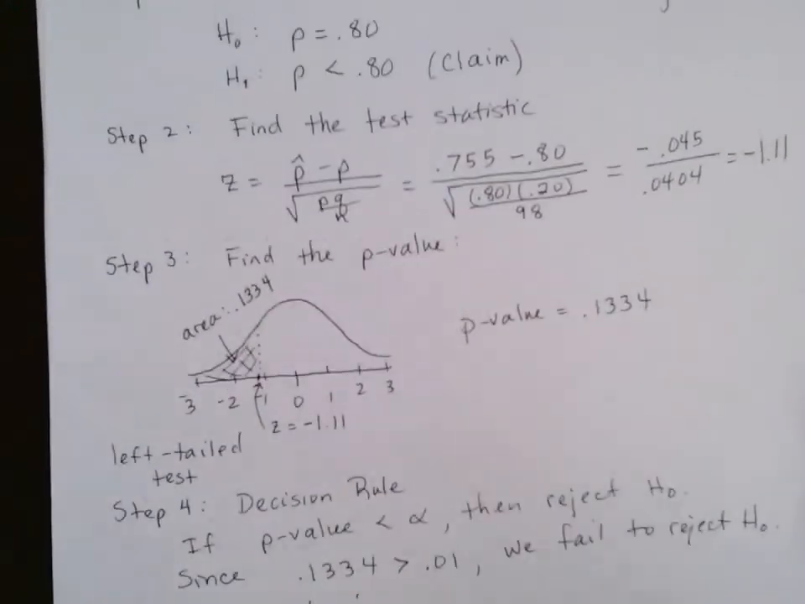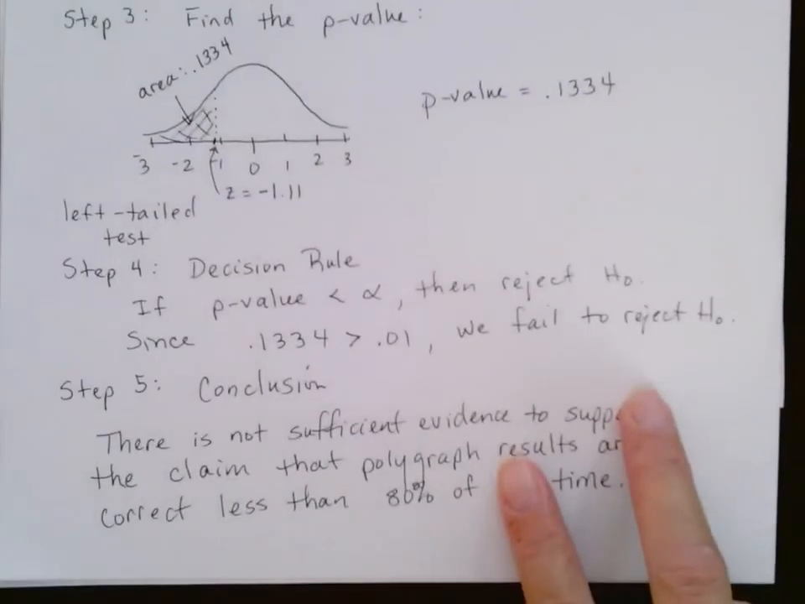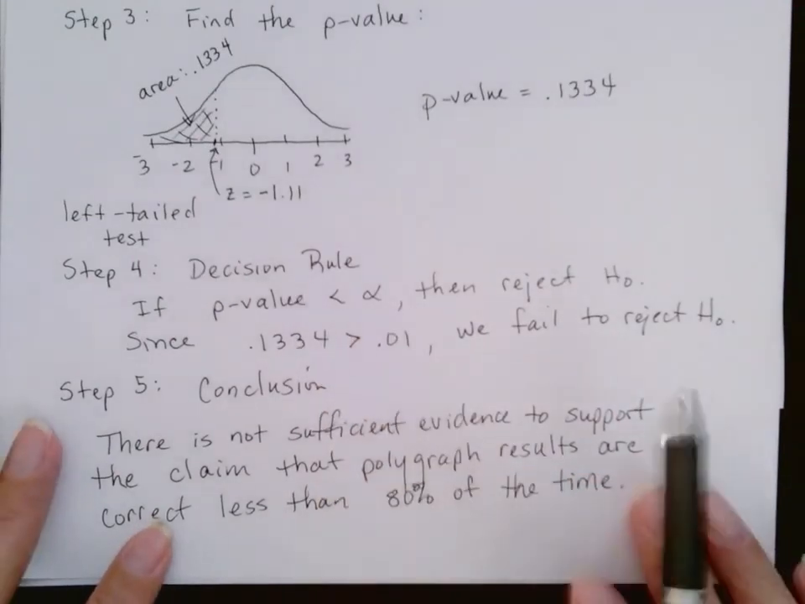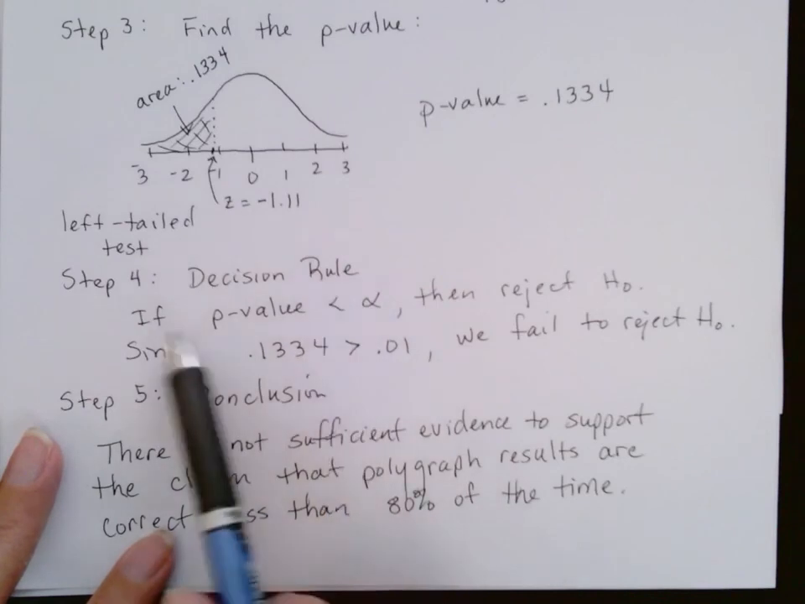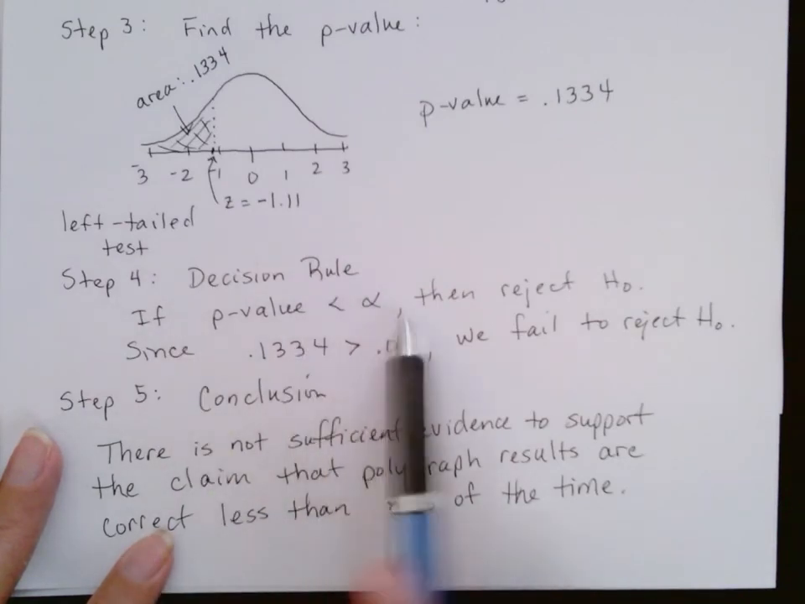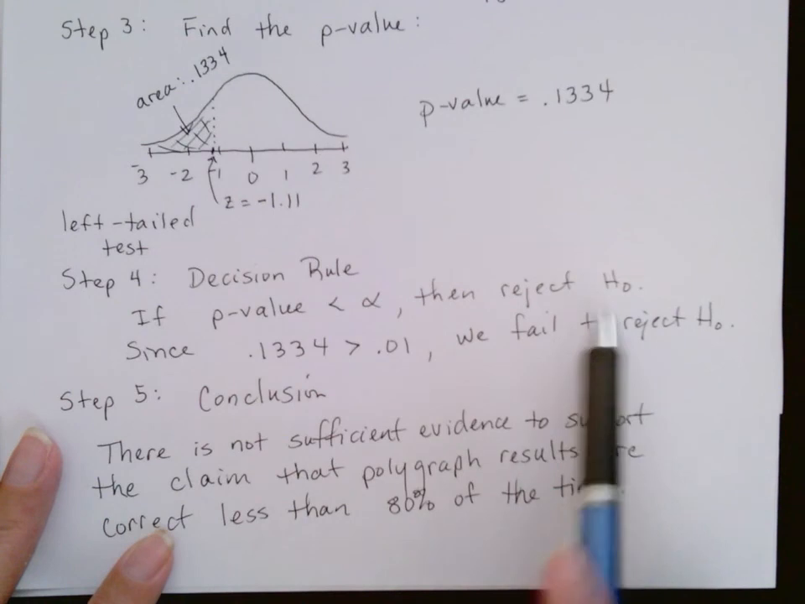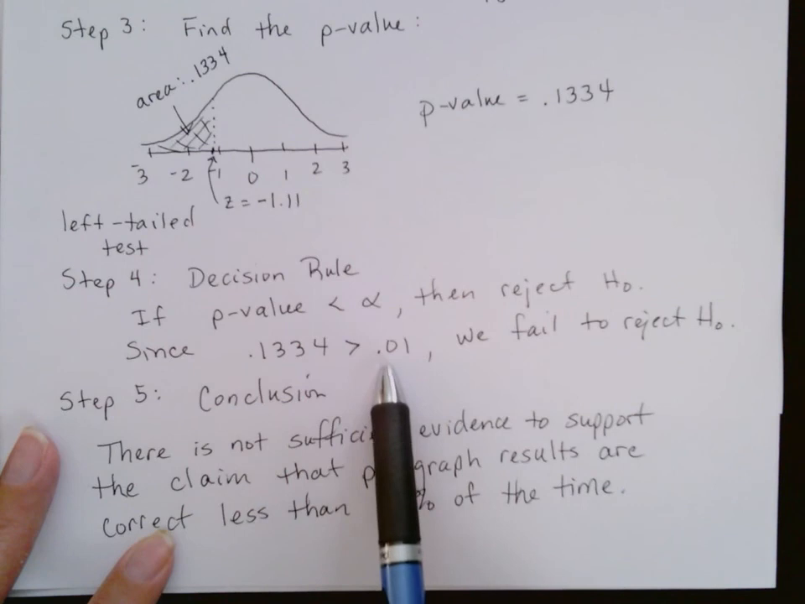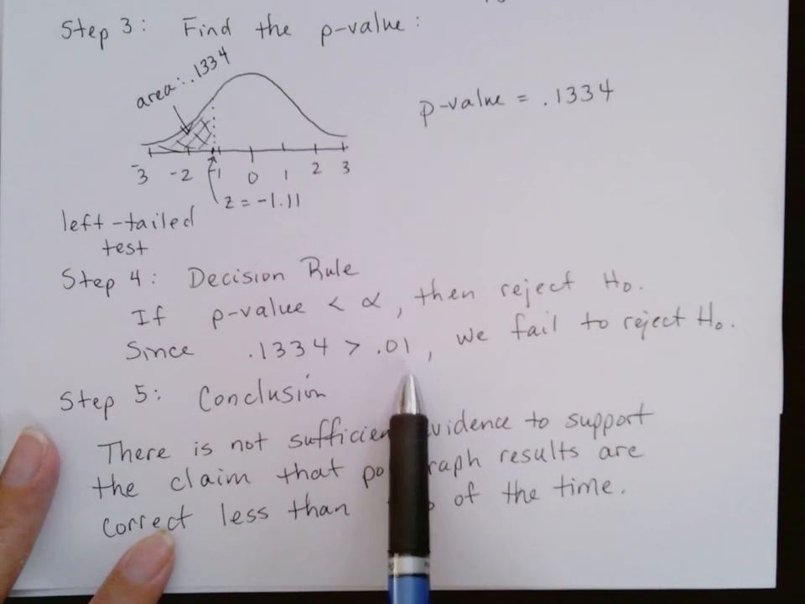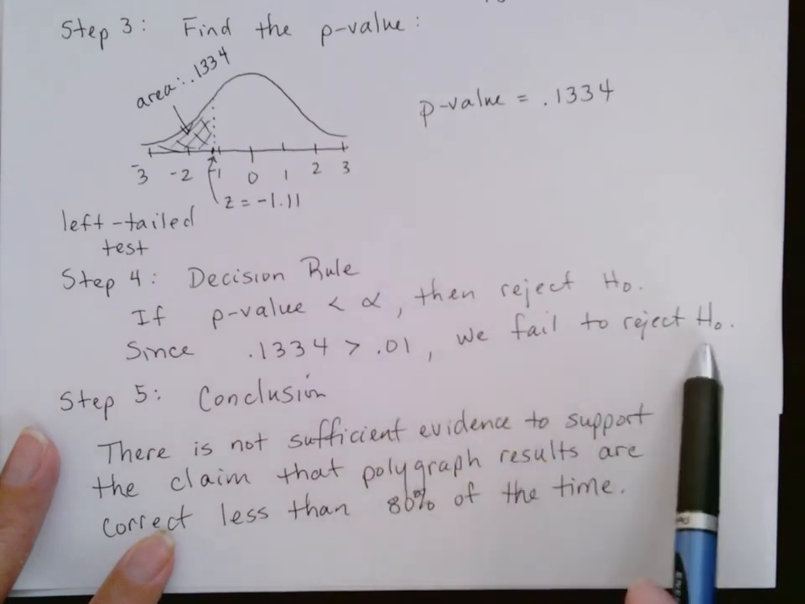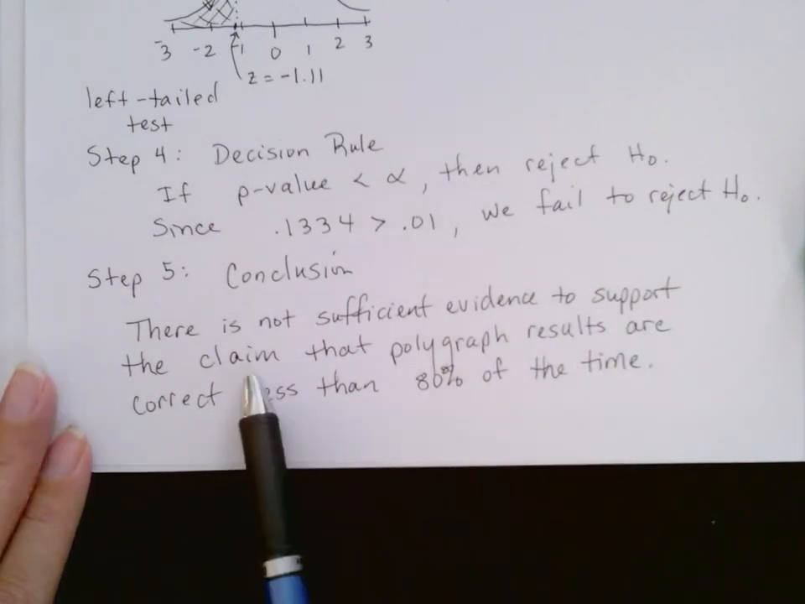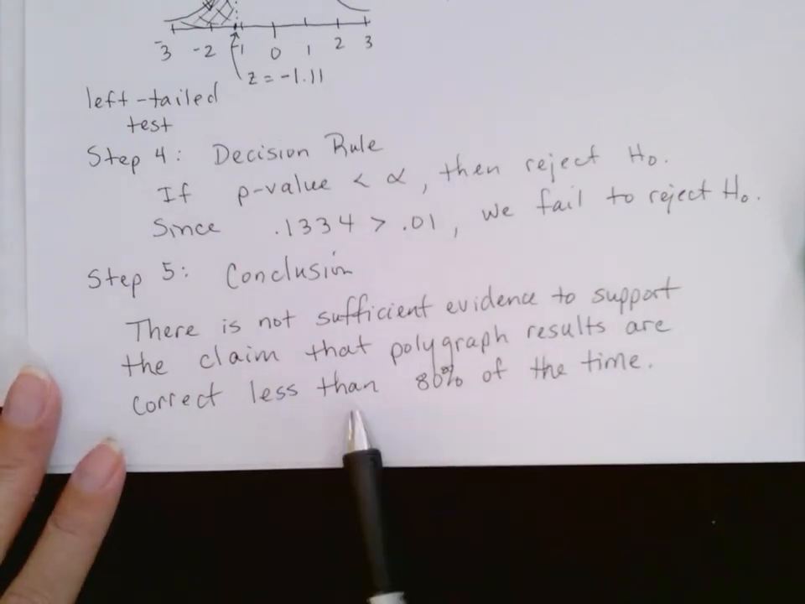Now the decision rule is based on the p-value and the alpha level. If the p-value is less than alpha, then you reject the null. In our case, we see that the p-value is actually greater than our level of significance of 0.01. So that means we will fail to reject the null. Now we make our conclusion. There's not sufficient evidence to support the claim that the polygraph results are correct less than 80% of the time.